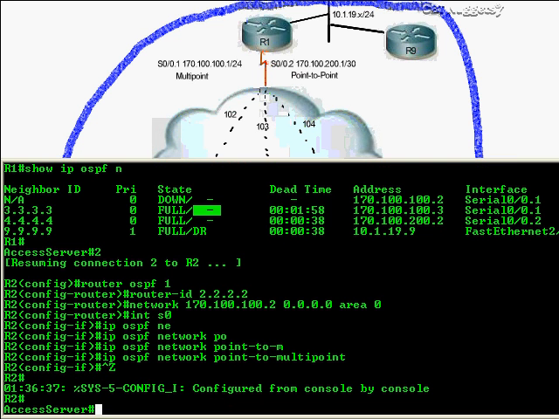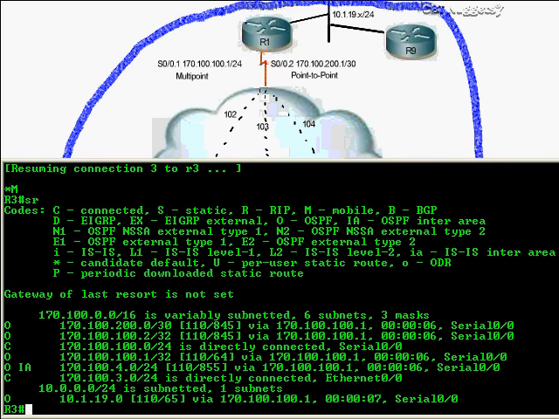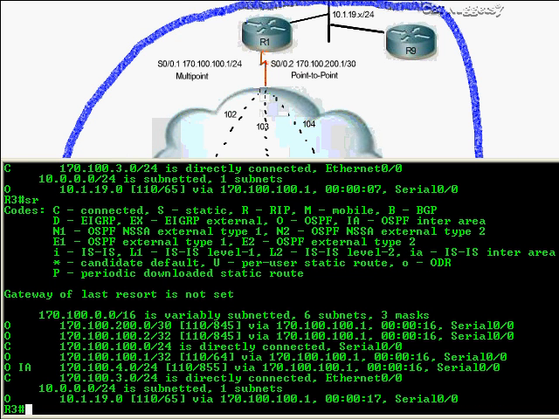But while we're waiting, I'm going to jump down to router 3 and do a show IP route, because I want to make sure that it's receiving. As of right now, it's receiving the point-to-point network that's over here on router 4. It hasn't received yet the network from over at router 2.